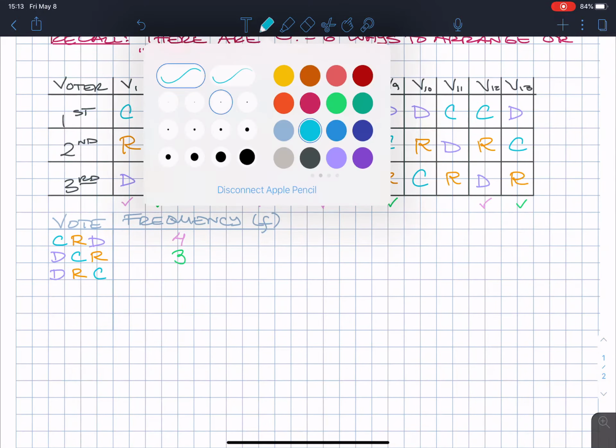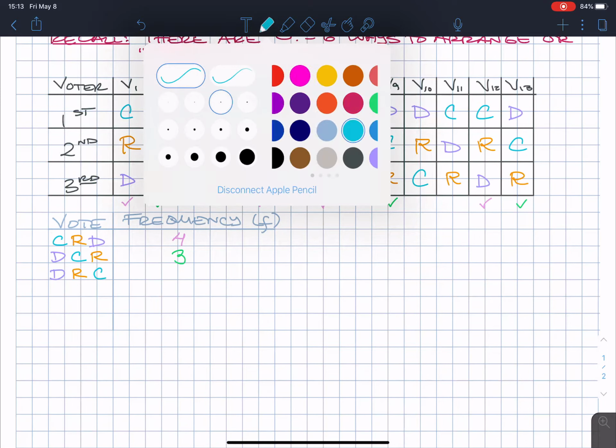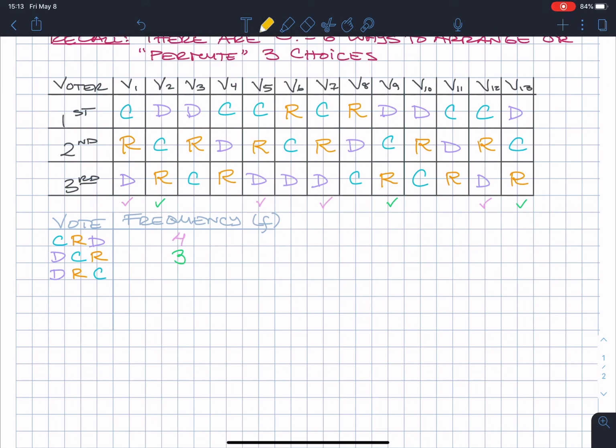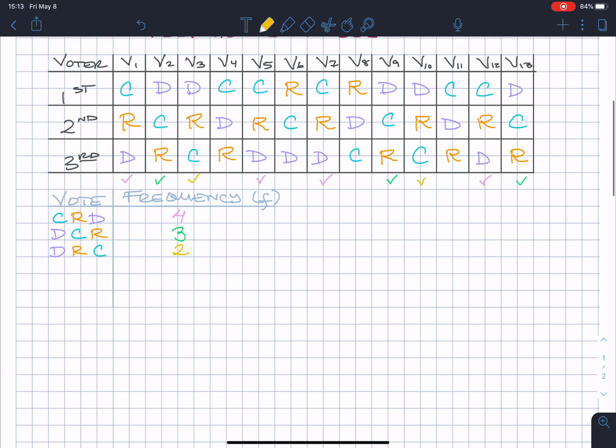Let's do that in, what color should we use? I guess we'll use yellow. So that's voter 3. So dogs, rabbits, cats also is voter 10. So it looks like there's only 2 of those. So 2 of those, okay.